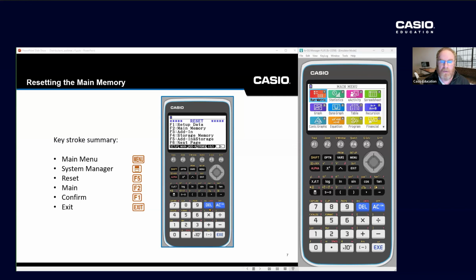But just to make sure that I'm going to get the same response as the shown screen captures, I'm going to reset the handset to begin with. So that's accessing the system manager, resetting the main memory. And there you go. I've now reset the handset. And if I press menu again, this gives me the nice introduction to working out some probabilities.